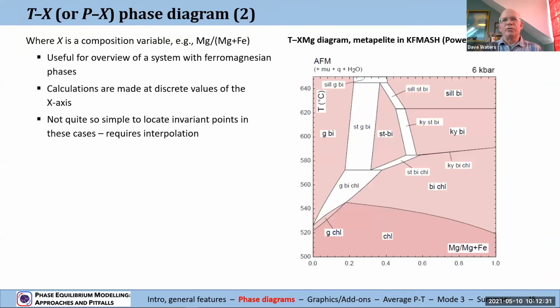You can use a composition variable, a single variable like magnesium number, or Mg over Mg plus Fe ratio. So that can be useful for overview of a system with ferromagnesian phases, find out how that varies. Calculations on these diagrams are made at discrete values of the x-axis. When it comes to locating the actual invariant points, the corners of fields here, it's a little bit more complicated because it'll require some interpolation. But when you come to plot these using DrawPD, the plotting program, it has ways of finding those intersections for you.